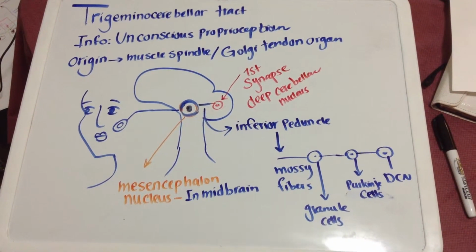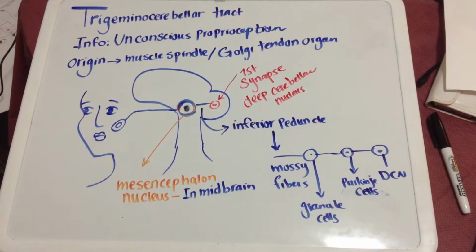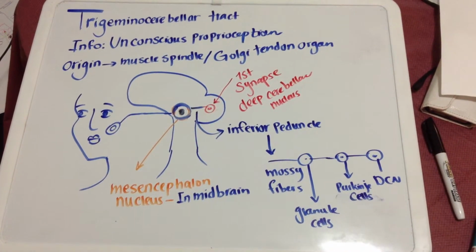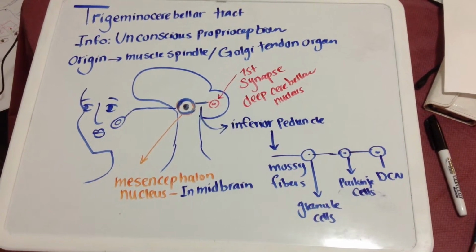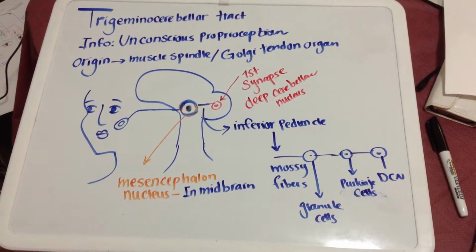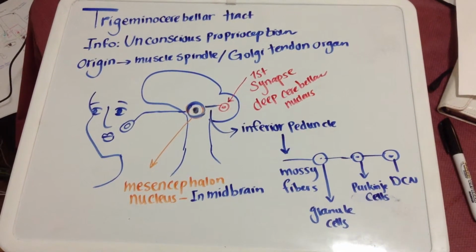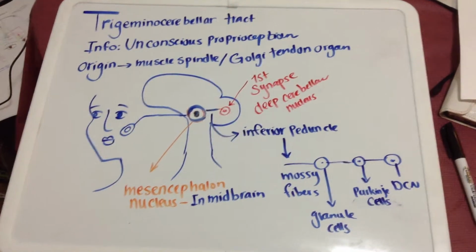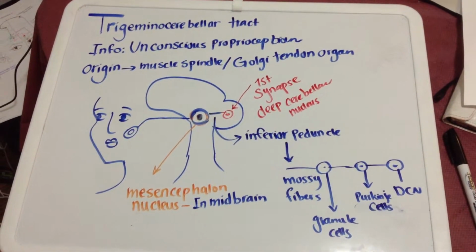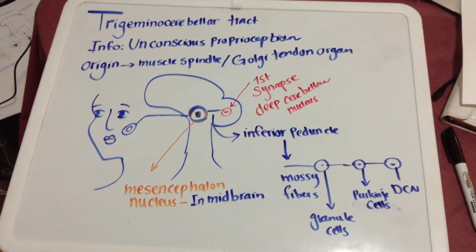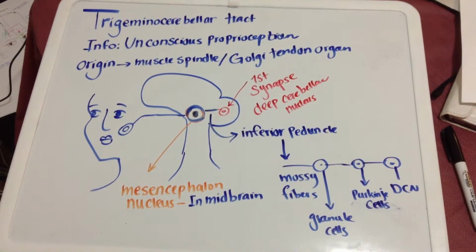You will have your first synapse in the granule cells, then you will have the parallel fibers taking the information from mossy fibers to Purkinje cells. You will have your second synapse, and through the axon of Purkinje cells you'll send information to dorsal cerebellar nucleus, and you will have your last synapse.